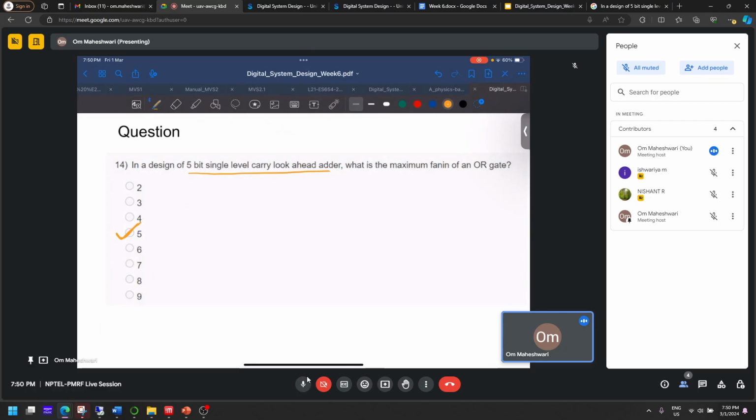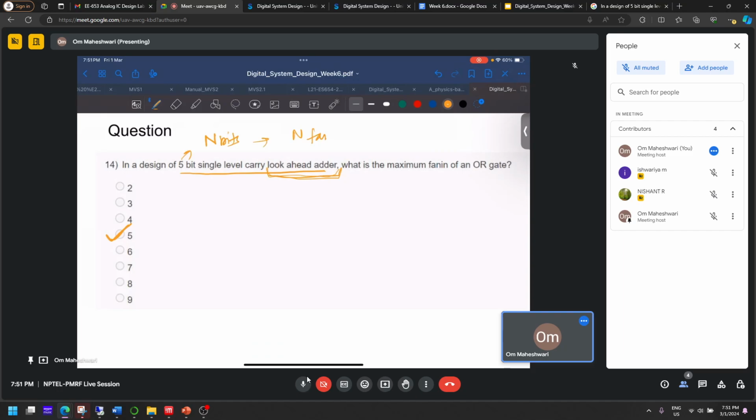Which is highly impractical for an OR gate if you see, and it is very difficult to make an OR gate with 5 inputs. So we tend to see why the look ahead carry adder is a very complex circuit, which we had answered in one of the theoretical questions. Okay, so just keep in mind, if you have n bits, n fan-in. It's not very important, just theoretical. Okay.